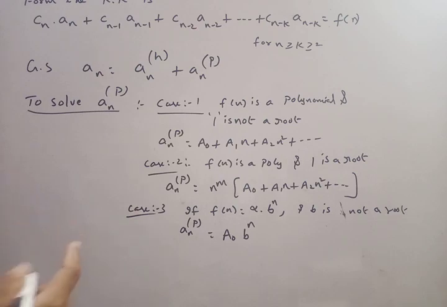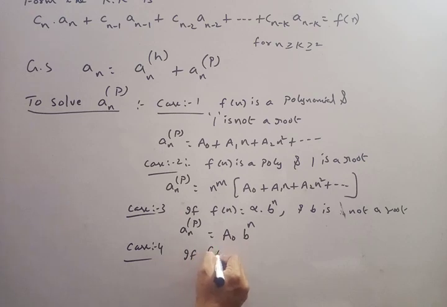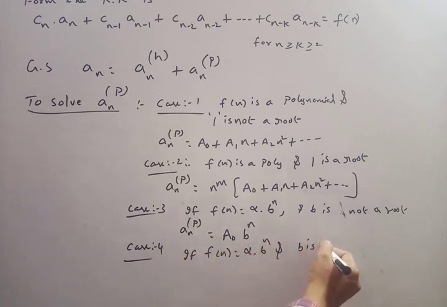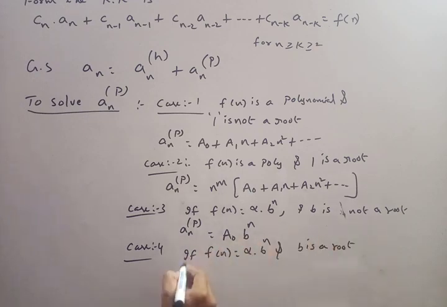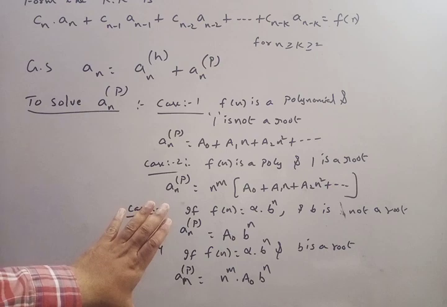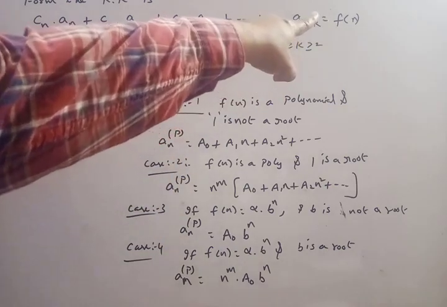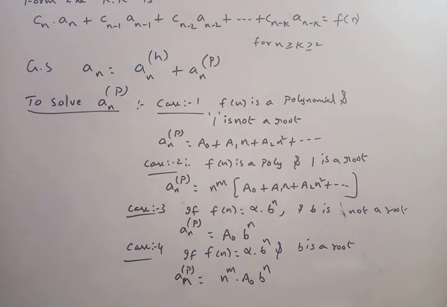Very, very important cases. Case 4, if f of n is equal to alpha into b^n and b is a root, then a_n^(p) becomes n^m into a_0 b^n. That's it. Understand? So these are the 4 cases to solve the right hand side part. How to solve those 4 cases? We will see in the problems.